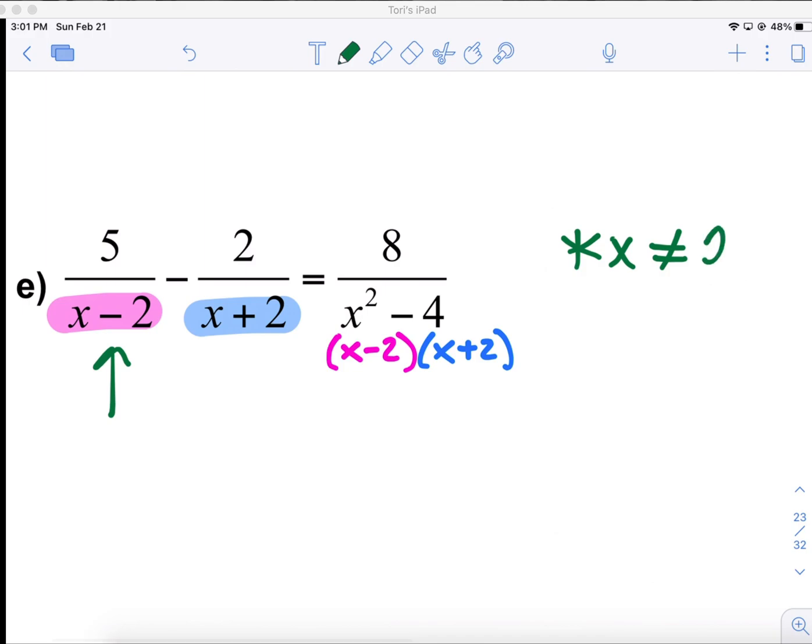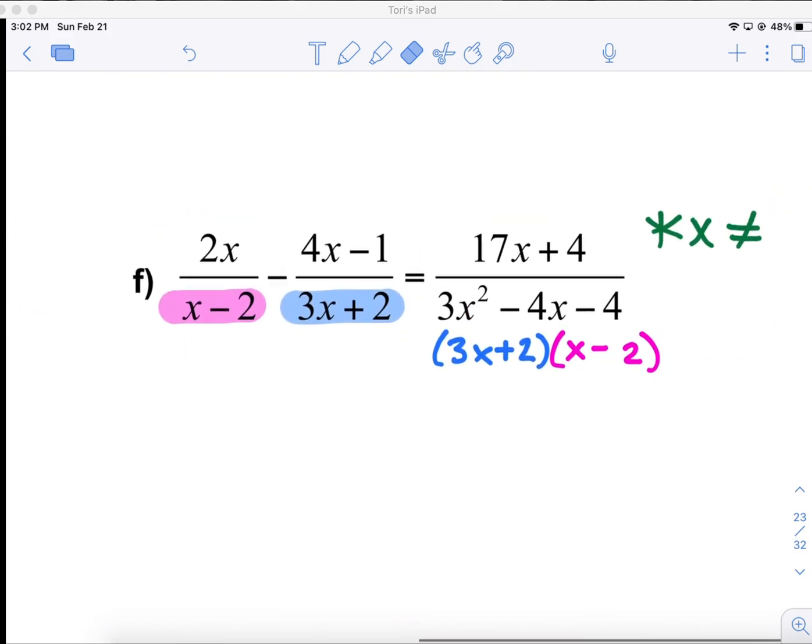If I go to E, we have a longer problem, but I can't let pink be 0. That would be using a positive 2. And I can't let blue be 0. That would be using a -2. So x can't be positive 2 or -2. You will notice that I've already factored on problem E by breaking that difference of squares, x squared minus 4, into x minus 2 and x plus 2.